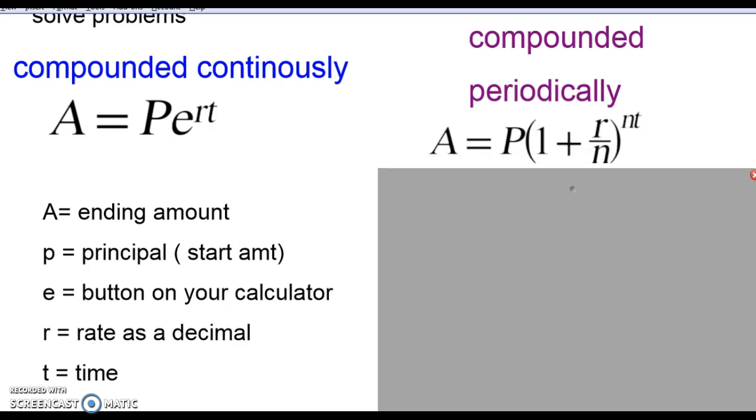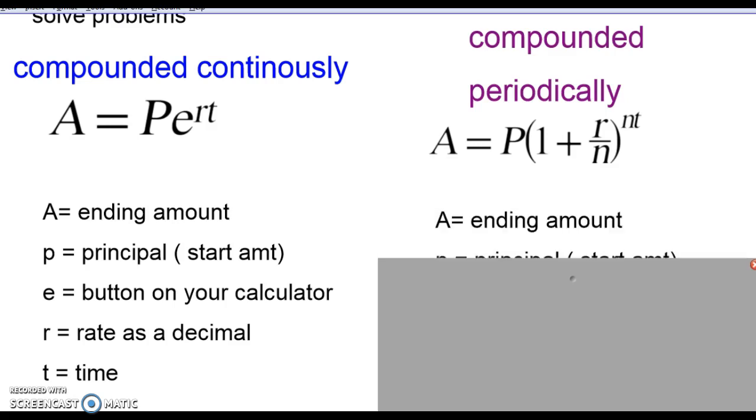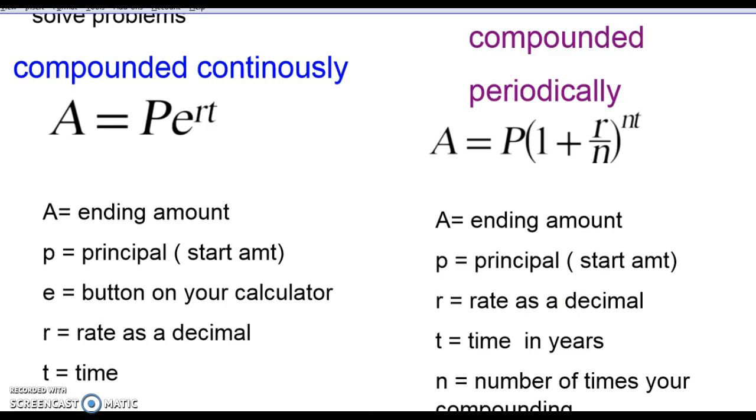It's for when interest is compounded periodically. So it looks a teeny bit different. In place of E, we've got something with a fraction inside parentheses there. But truth be told, A is still our ending amount. That works out just fine. P is our principal, or the amount we originally invested. R is still your rate as a decimal. T is your time in years.